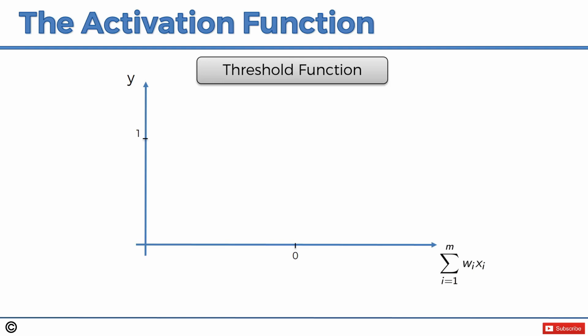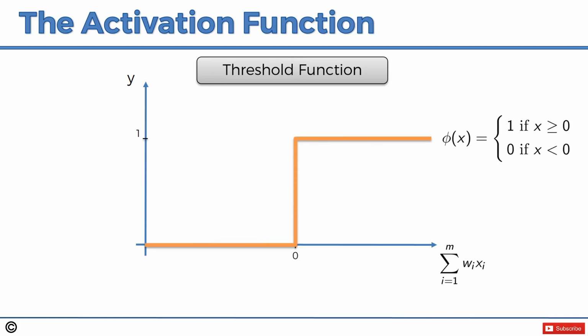So here is the threshold function. This is what it looks like. On the x-axis, you have the weighted sum of inputs. On the y-axis, you have just the values from 0 to 1. Basically, the threshold function is a very simple type of function where if the value is less than 0, then the threshold function passes on 0. If the value is more than 0 or equal to 0, then the threshold function passes on a 1.